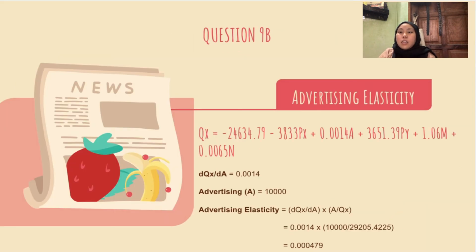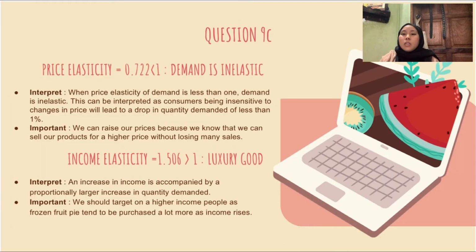And lastly is advertising elasticity. As usual, we can get the value of dQx over dA from the demand equation, which is 0.0014, and the value of A is 10,000. Then substitute into the formula of advertising elasticity, which is dQx over dA times A over Qx, and the answer is 0.000479. Next, question 9c. I will be interpreting each elasticity value and also explain how each of these elasticities is important to our business.